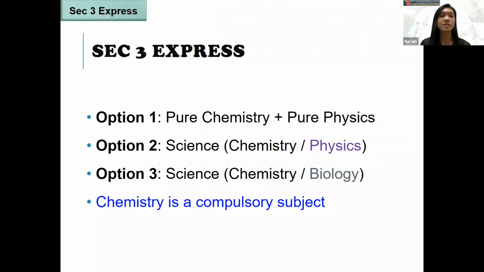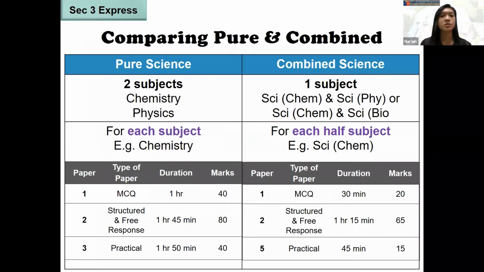I will first present on 3E. We have three options. Option 1 would be for pure science. Option 2 and option 3 would be the combined science. So what's the difference between pure and combined science?